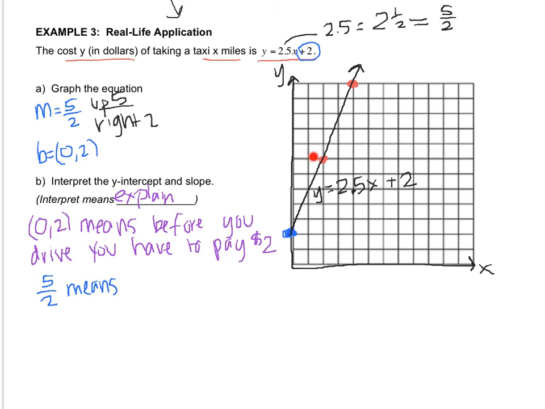Now, the slope is constantly moving, right? I keep graphing the slope. So that means that for every two miles, you pay $5. So if you go 2 miles, you pay an additional $5. If you go 4 miles, you pay an additional $10. 6 miles will be $15. Every 2 miles, you pay $5. That's what the slope means. If you have any questions, write them down and ask me when you come to class.